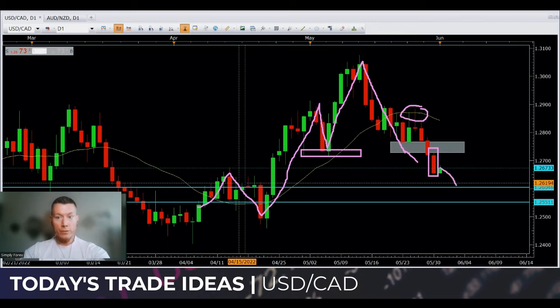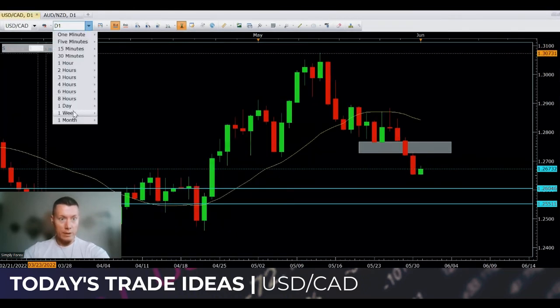Okay. So first of all, we're going to try and take it back down to this blue line. Okay, this psychological level of 2600, and then even potentially this blue line here at 2551. Okay, let me just show you the weekly chart to show you why the second blue line is in place. So let's take a look at that chart.